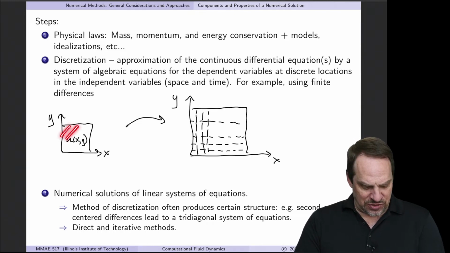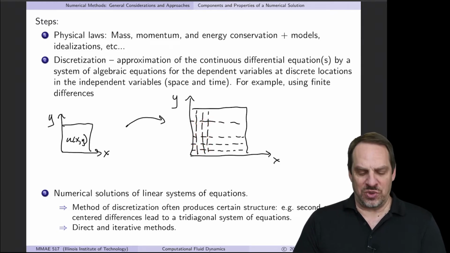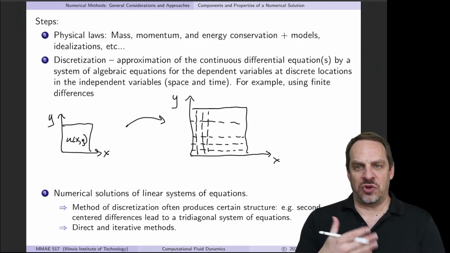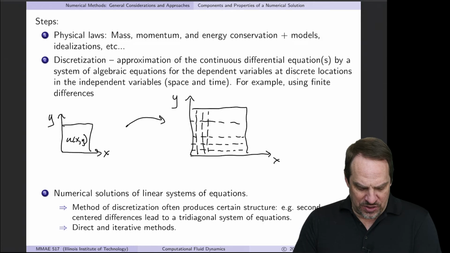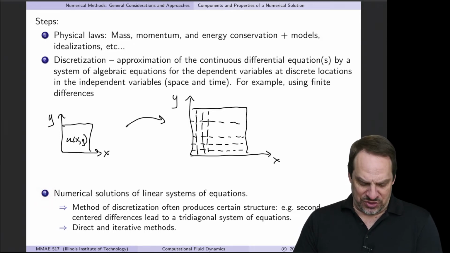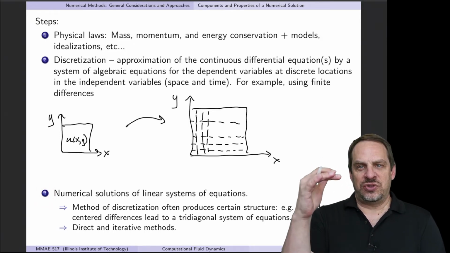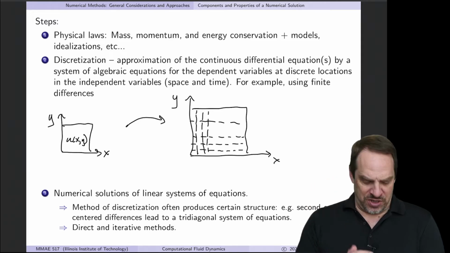So rather than getting the solution at every x and y in the domain, we're only going to get the approximations of the solution at each of these grid points within the domain. And then the system of linear algebraic equations is going to be solved for those values of the dependent variables at the grid lines. And then the third step in the numerical solution procedure is to get the solution to that big linear system of algebraic equations.